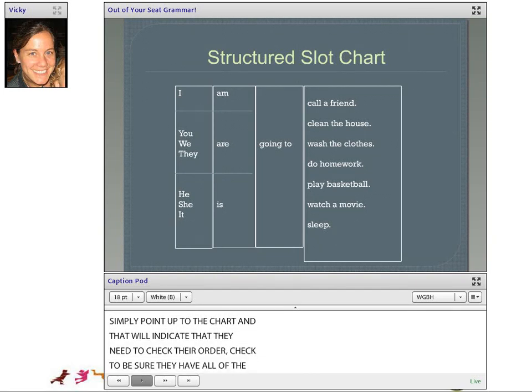So the structured slot chart you put on the board at this point, and then I would just keep it up, keep it posted in the room somewhere for the next couple of classes.